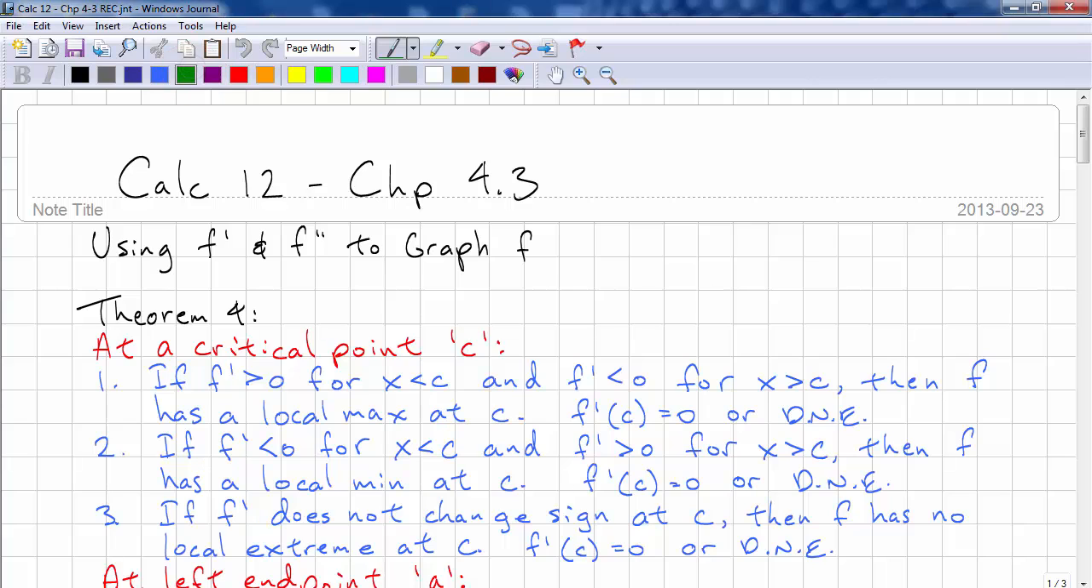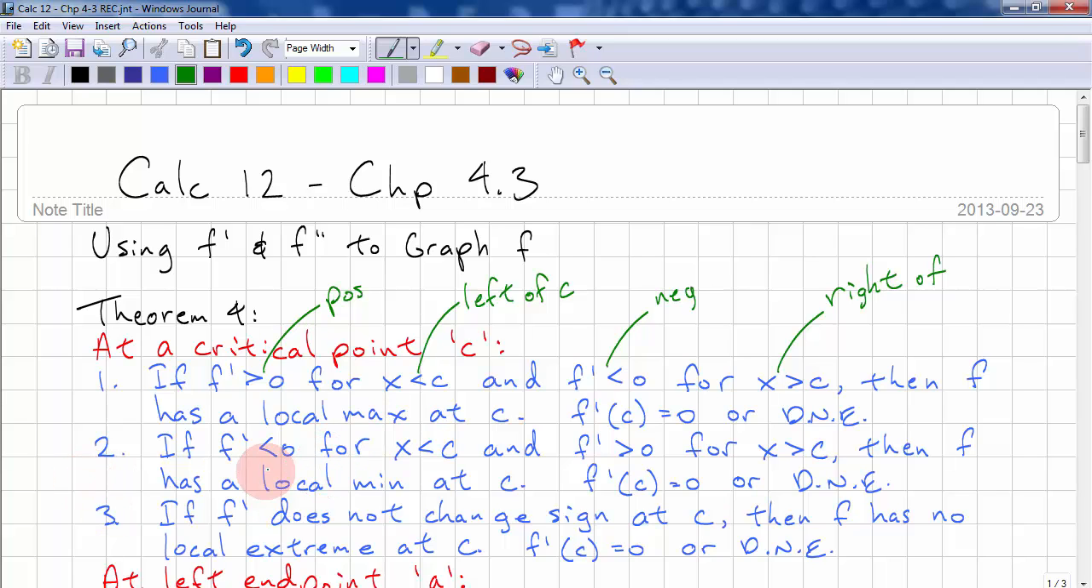Now let's put it into more descriptive words. If the derivative is positive and we're to the left of c, and the derivative is negative and we are to the right of c, then it has a local max. Okay, and number 2 is similar.